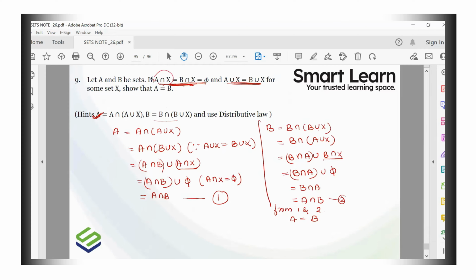That means we will combine these two here. A intersection A union X, how can I write? First, you have to do A union X is given as B union X. Then A intersection B union A intersection X. A intersection X is given, it is empty set. So, A intersection B union empty set will be A intersection B. Here I will take B is B intersection B union X. We have the property that, okay. So, B intersection B union X, I can write it as B intersection A union X, then distributive property, then B intersection X is empty set. So, B intersection A equal to A intersection B. So, A is equal to B.